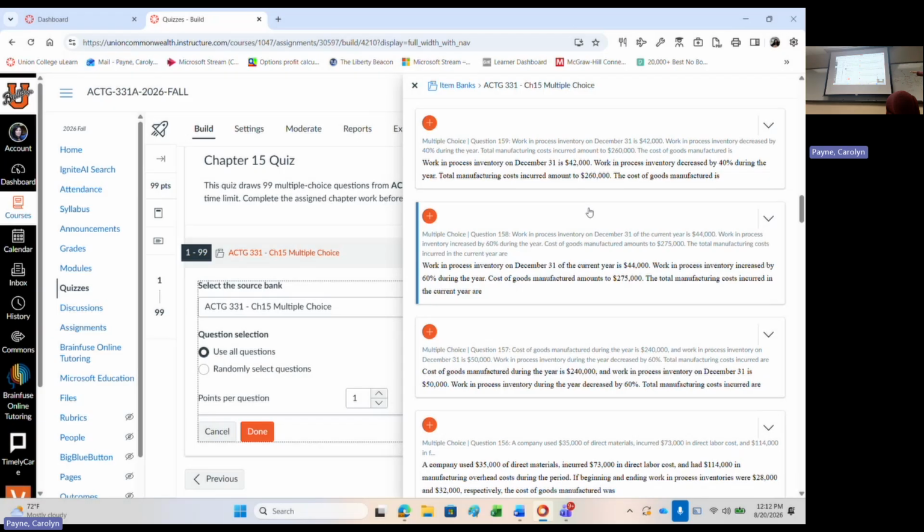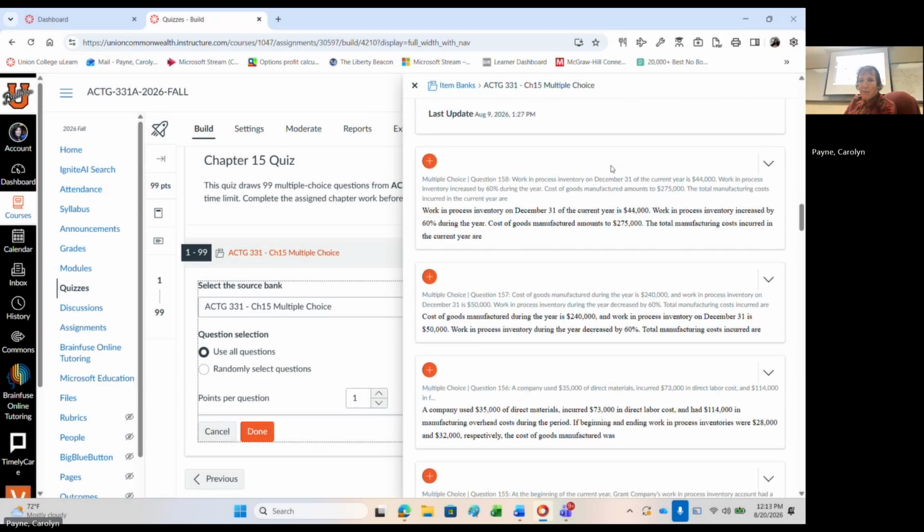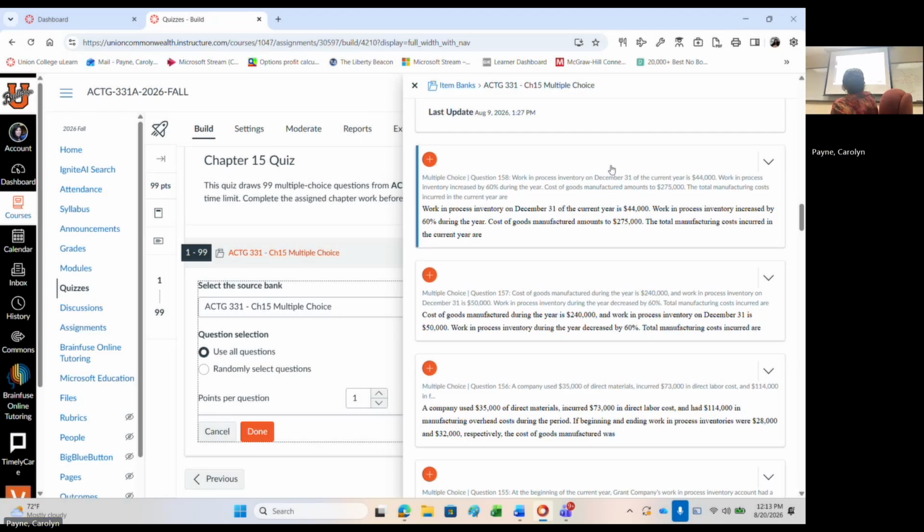All right. So work in process decreased by 40%. The total manufacturing cost incurred, which is our direct labor, direct materials, and factory overhead, is $260,000. What is our cost of goods manufactured? So 330 minus 42 is what? 288. So each one of these is just making you solve for something different. Yep. It's just making sure that you understand the formula. Okay, questions on that one? Another?